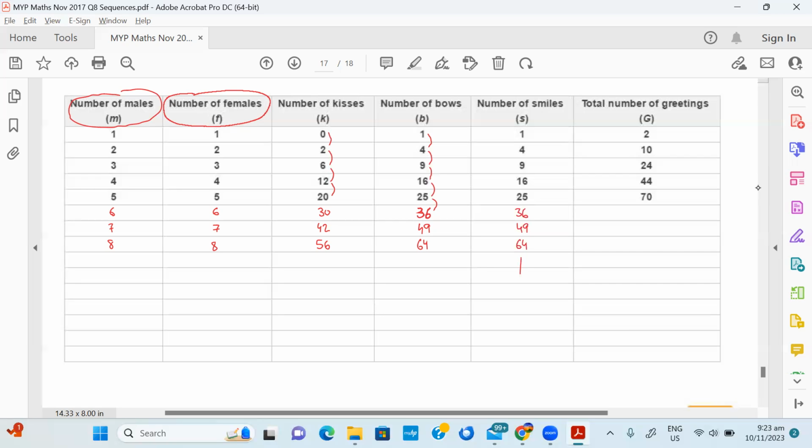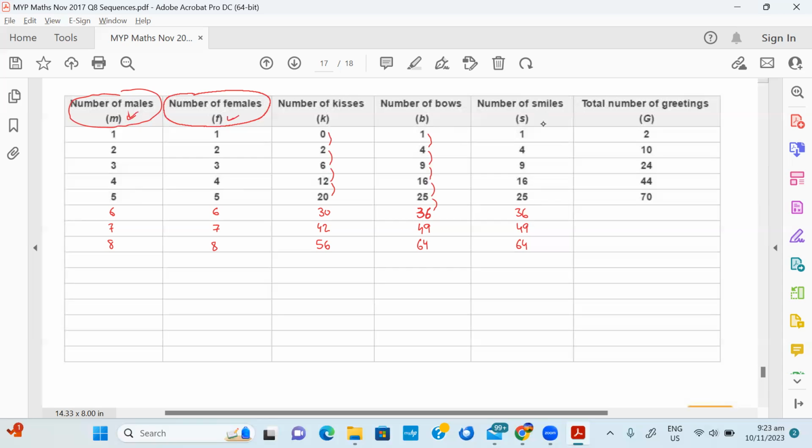You are just squaring the number of males or the number of females, whichever symbol you want to use. The question will tell you to write down the general rule of, let's say, S in terms of M or in terms of F. The symbol doesn't matter, but go by the concept. They are just square numbers. You are just squaring any of these columns, male or female, to get the column of B or S. Anyways, let's not use this method over here for the greetings column.